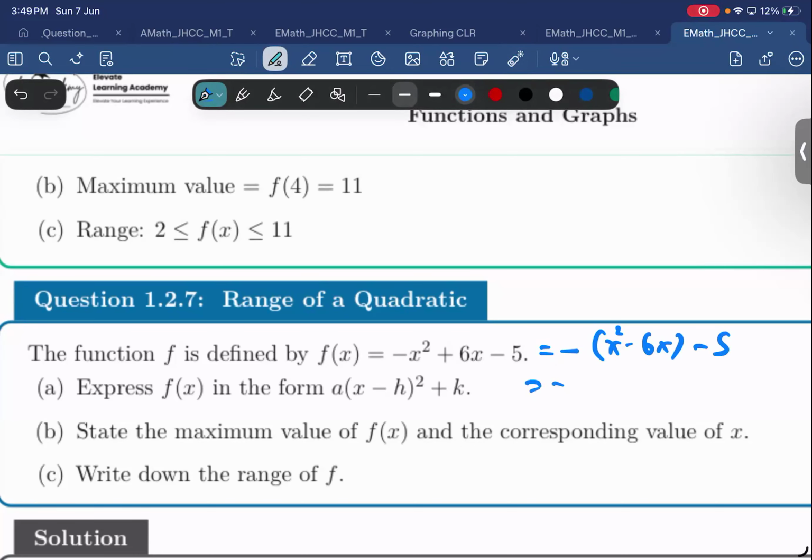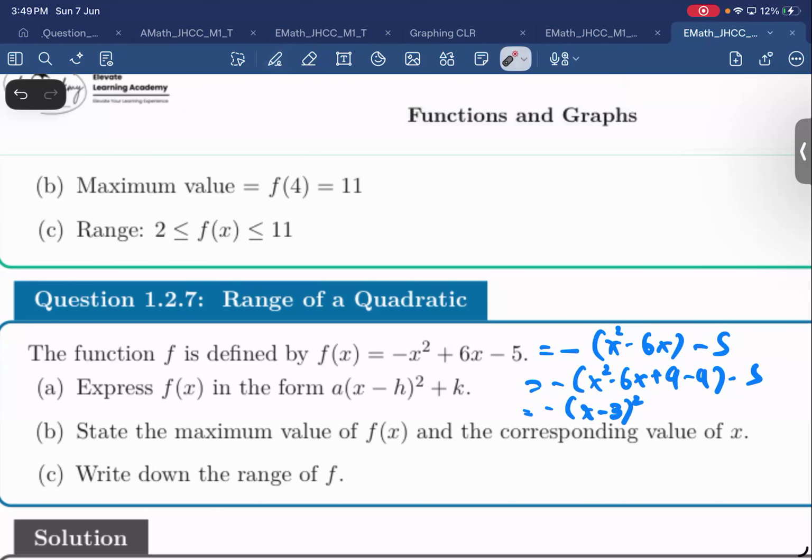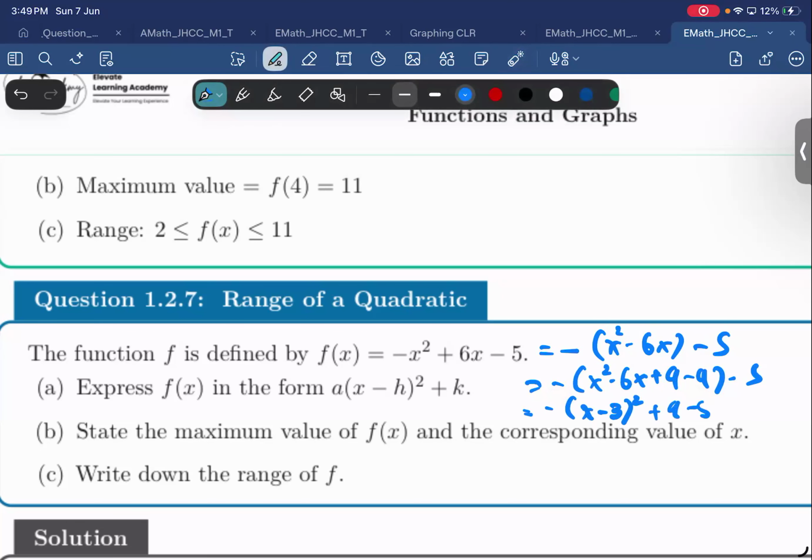Then you divide minus 6 by 2, which is minus 3, and square it, it's 9. So x squared minus 6x plus 9 minus 9 minus 5. Okay, and this guy is basically (x minus 3) squared. Then minus and minus 9 will become a plus 9 minus 5, which becomes minus (x minus 3) squared plus 4. Okay, so we have expressed it in this form already.